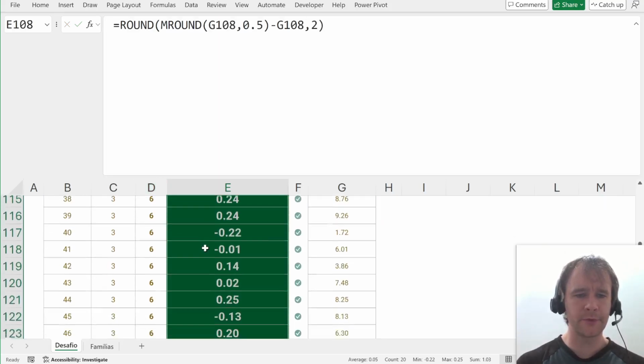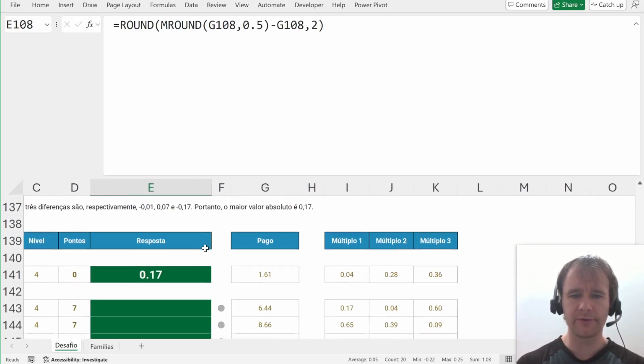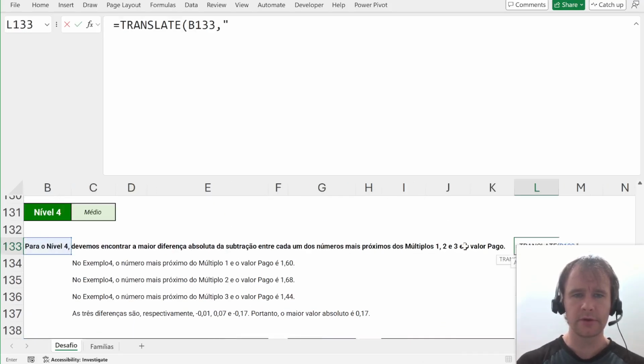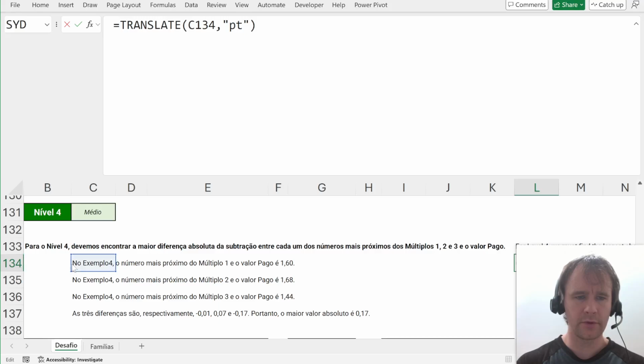Super. Okay, level 4. So for level 4, we've got various different multiples. What are we doing with them? Let's see. This PT, this one over here.